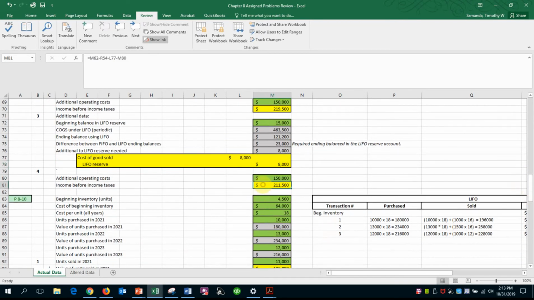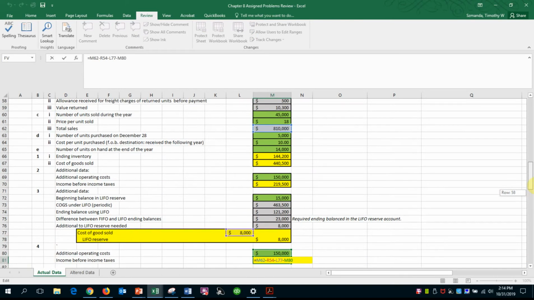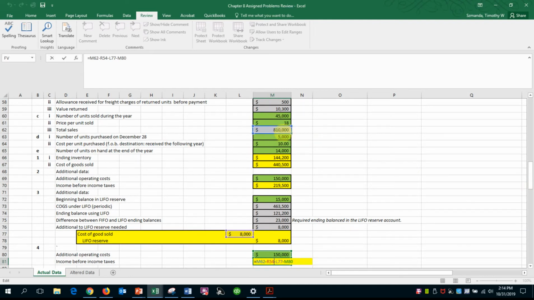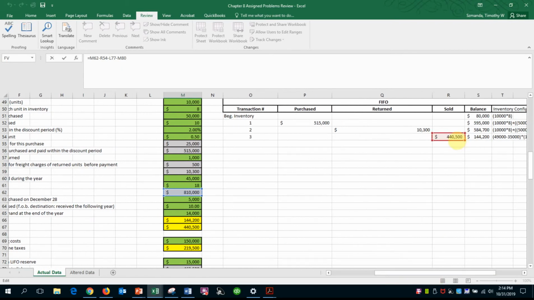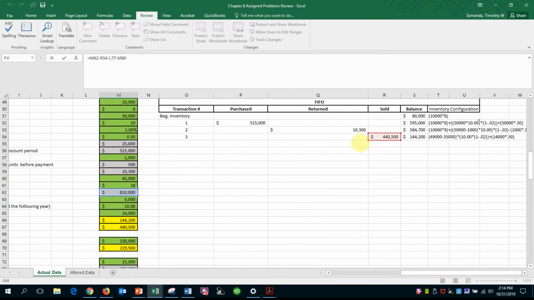And finally, in part 4, we're just adding additional operating costs, and they want to know what the income before income taxes is. So in this case, we're going to start with the total sales, the retail number of 810,000, and then we're going to start taking out the costs. We're going to deduct, for example, the value of the freight per unit, times the number of units, as well as all of the costs that are captured in our FIFO cost of goods sold.